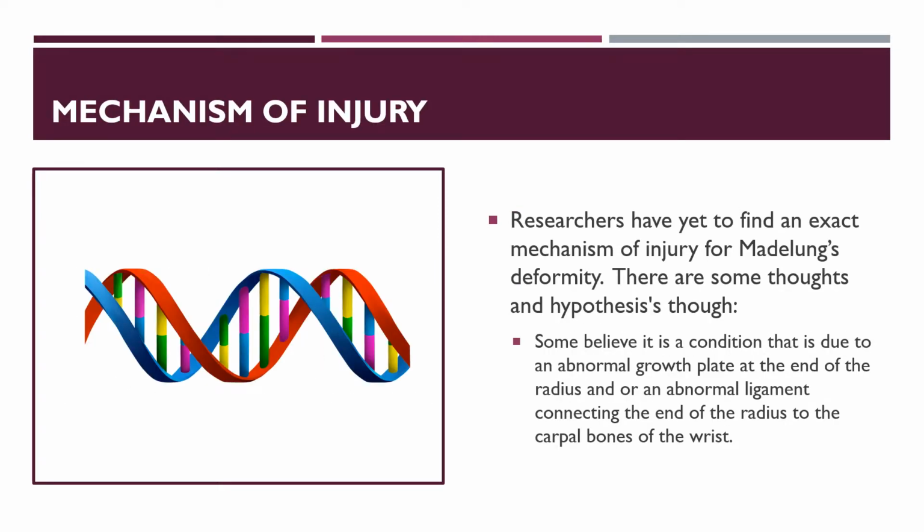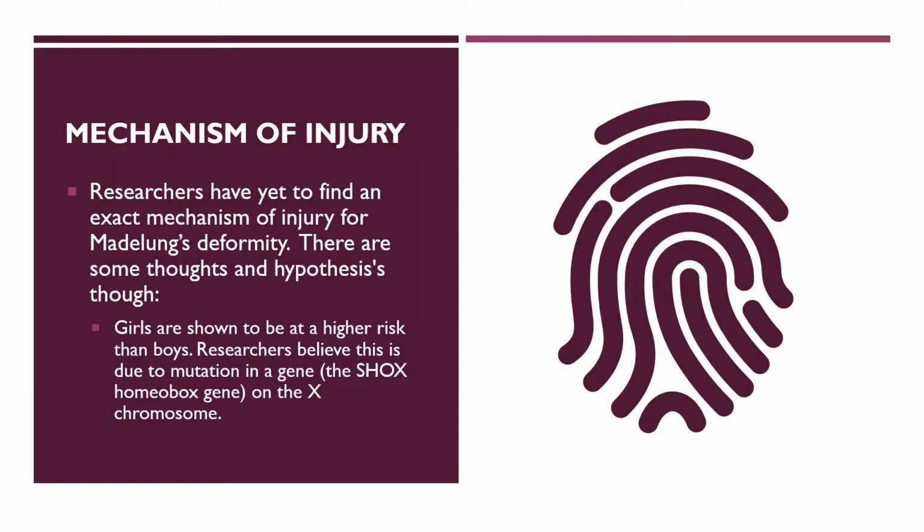Mechanism of injury, there's three. The first one is just a basic condition in which there's an abnormal growth plate, and with that, there is going to be an abnormal ligament connecting. The second one is going to be a gene mutation, which would be the SHOX homeobox gene, which is seen on the X chromosome of girls and women.